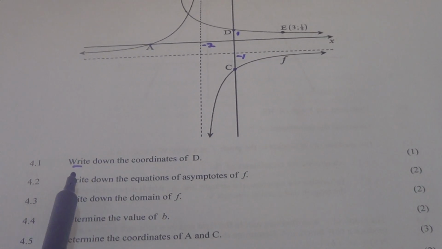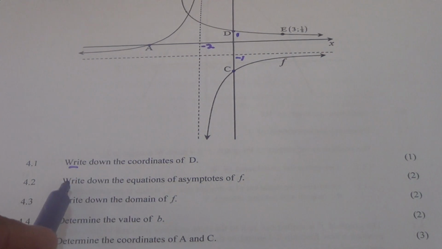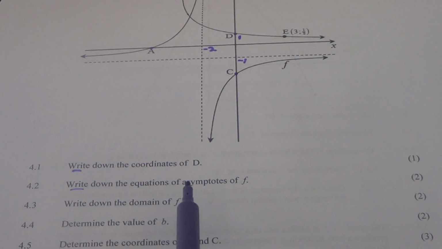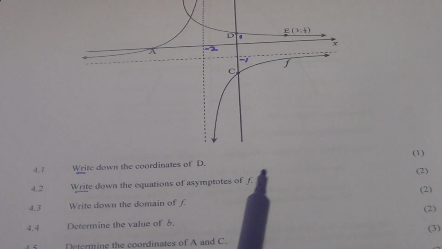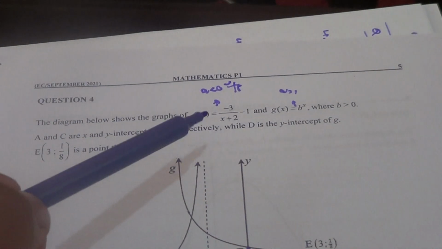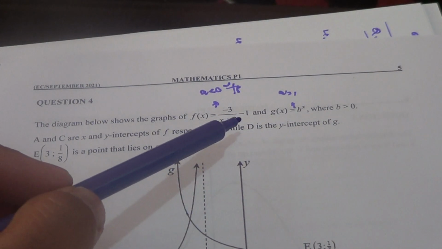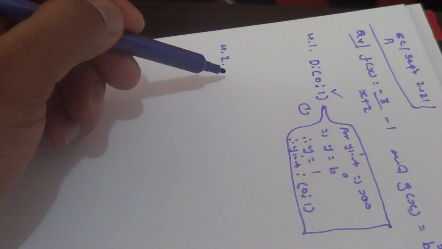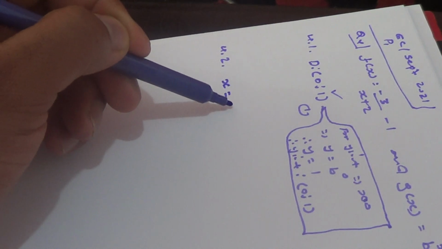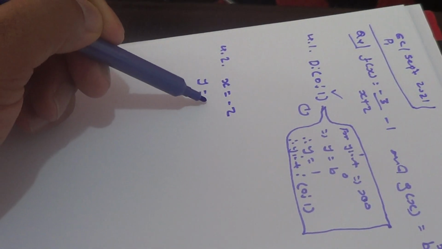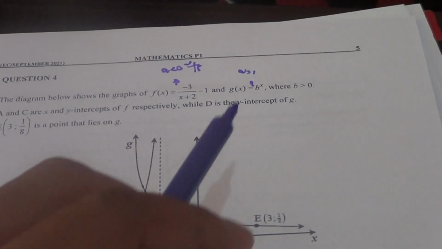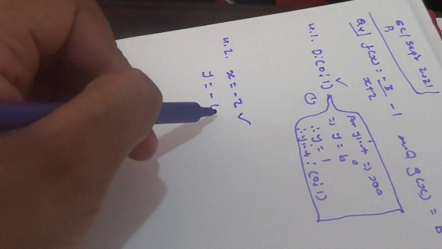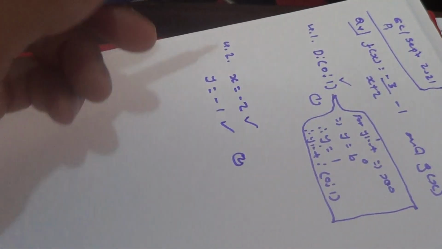What is the story here? Write down, again, write. So you don't have to determine, you don't have to explain, you just write. Write down the equations of asymptotes of f. For the vertical asymptote, we equate that denominator to 0 and solve for x. So the first one is x equals -2. The second is y equals -1, just the way it is over there. That would be the value of q. Again, you get a mark for each, so you walk away with 2 marks.